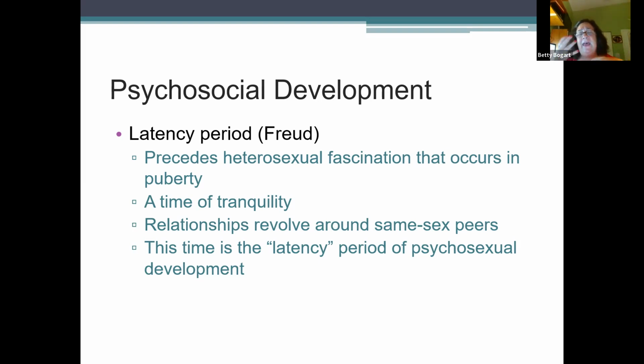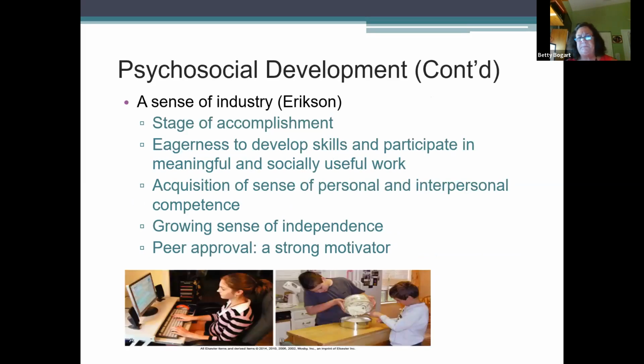Freud, then, as school age children, what he says about them is their relationships go to same-sex peers. It's all about their heterosexuality. Freud is all about sexual type of development. Now, Erikson, the most picked upon theorist that you know, okay?